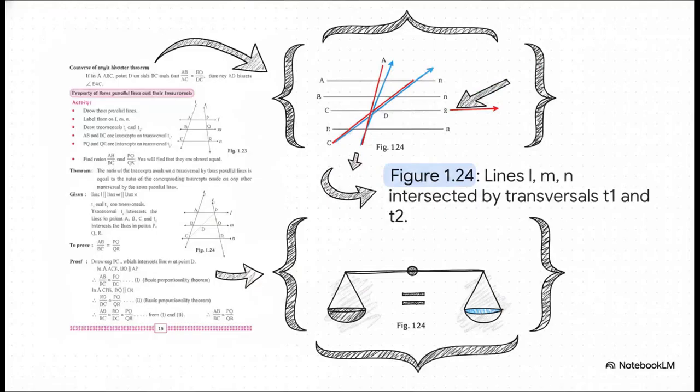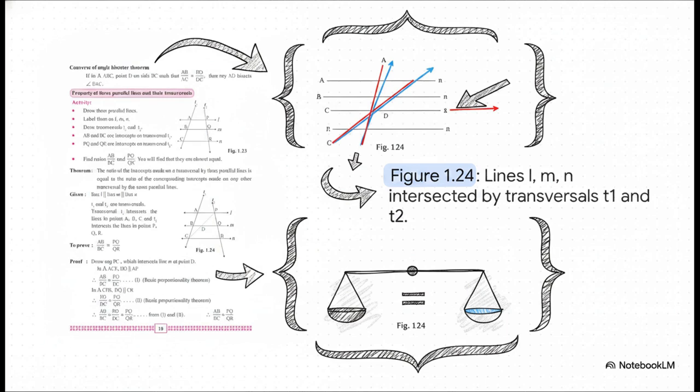Let's observe the 3 horizontal parallel lines here, L, M, and N. Now look at the 2 transversals, T1 and T2. Notice how the parallel lines basically chop transversal T1 into segments AB and BC? Well, in exactly the same way, they chop transversal T2 into segments PQ and QR. The theorem is just telling us that the ratio of AB over BC will perfectly equal the ratio of PQ over QR.